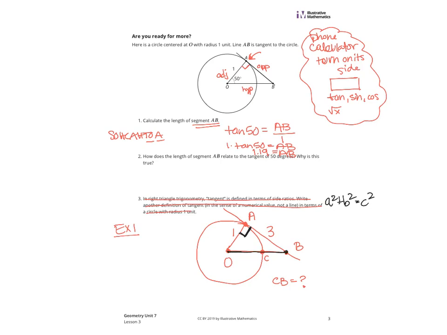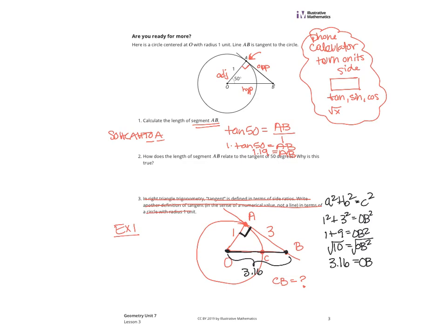This would be my c squared, because this is across from my right angle. So my sides that are 1 and 3 are my A and B. So I know that 1 squared plus 3 squared is equal to my OB squared. So 1 plus 9 equals my OB squared. So 10 equals OB squared. So now let's take the square root of both sides. So grab your calculator, take the square root of 10. You should get approximately 3.16 or 3.2. Either answer is okay. So that's the entire side OB would be 3.2 or 3.16 units.